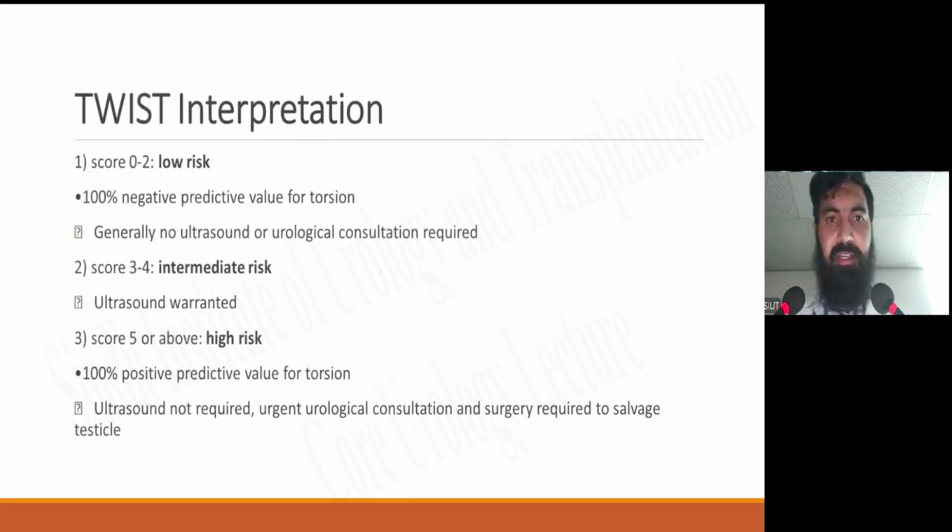TWIST scoring interpretation. If the score is between 0 and 2, there is very low risk of torsion, 100% negative predictive value, and generally no ultrasound or urological consultation needed. Between a score of 3 and 4, there is intermediate risk and ultrasound is needed. And a score of 5 or above is high risk, 100% positive predictive value for torsion, ultrasound not required, urgent urological consultation and surgery required for salvage.